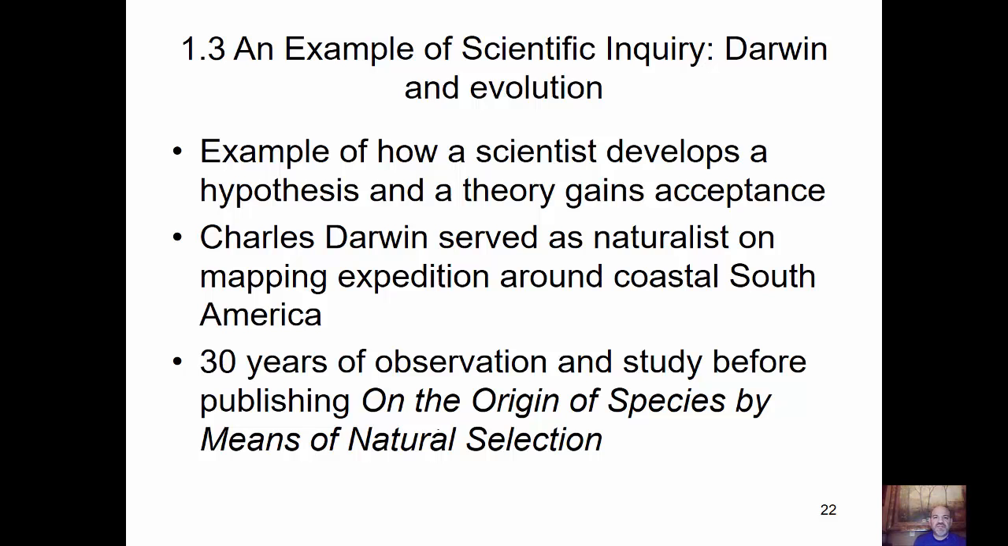Section 1.3 provides an example of scientific inquiry by examining Charles Darwin and his theory of evolution. Here we have an example of how a scientist develops a hypothesis and a theory, and how a theory gains acceptance. Charles Darwin served as a naturalist on a mapping expedition around coastal South America. He compiled 30 years worth of observations and study before publishing his book that changed scientific thinking about life here on Earth. It was called On the Origin of Species by Means of Natural Selection.